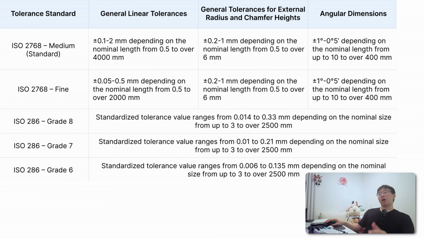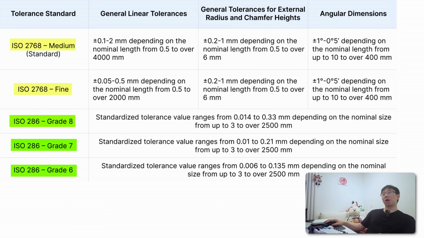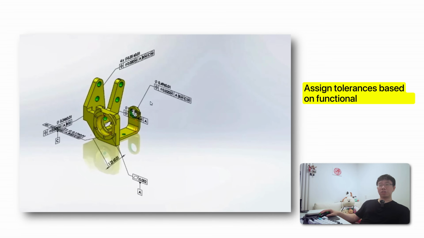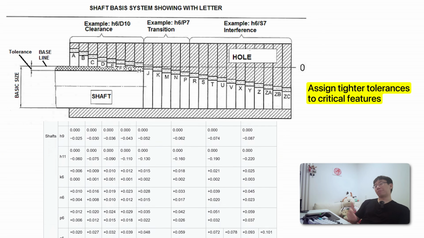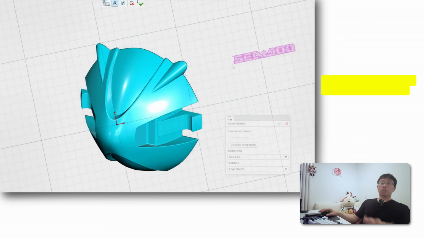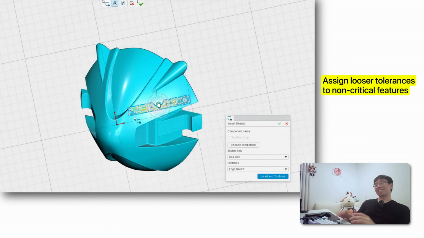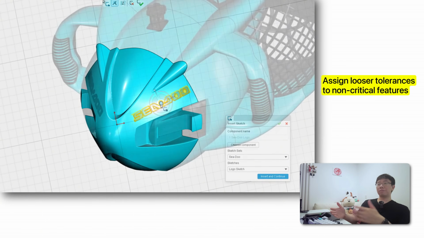There are different tolerance standards like ISO 2768 and ISO 286 for fine, medium, and coarse tolerance classes that serve as a good starting point. You want to assign tolerances based on functional requirements. Only give tighter, appropriate tolerances to critical features like press fits or alignment holes. For non-critical features like aesthetic cutouts or logo areas, call out looser tolerances to save money and time.